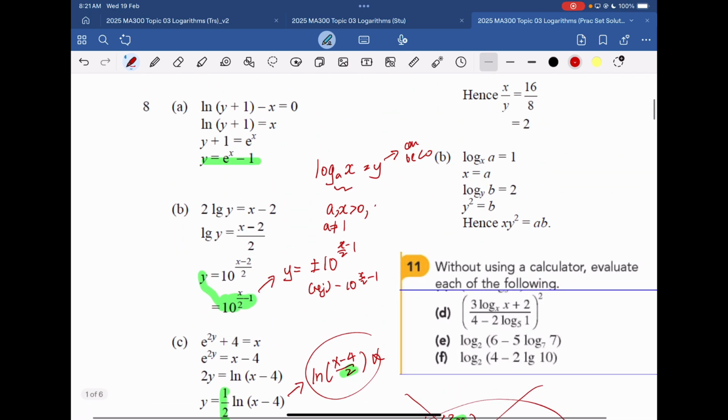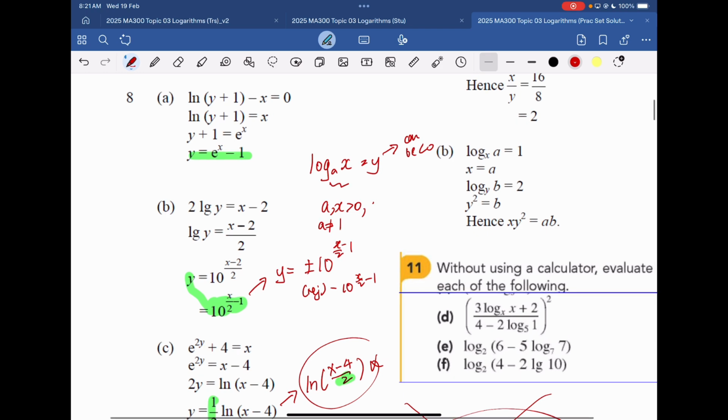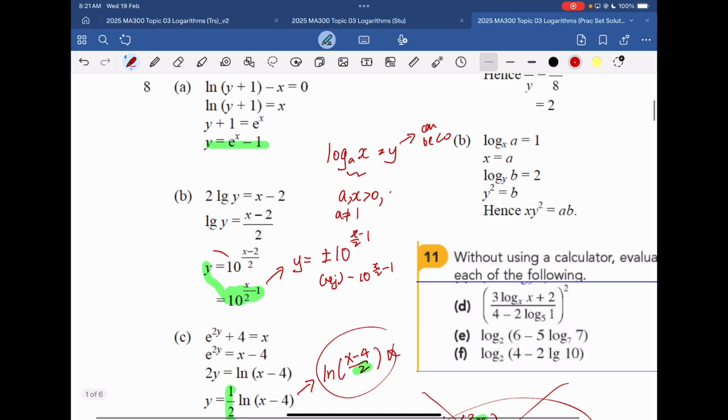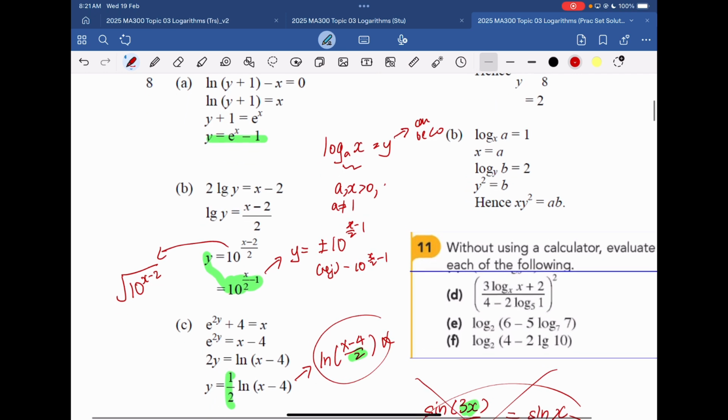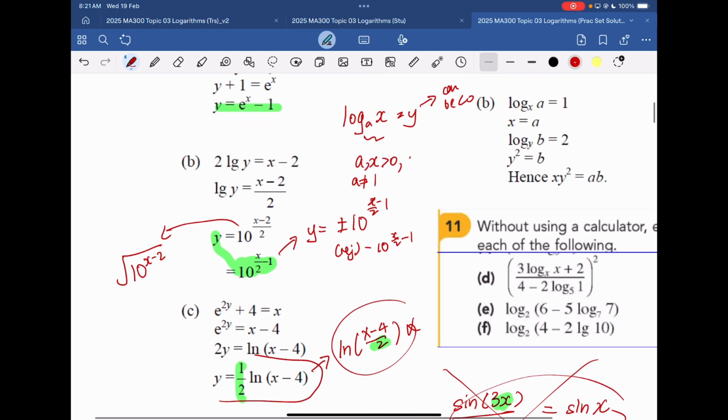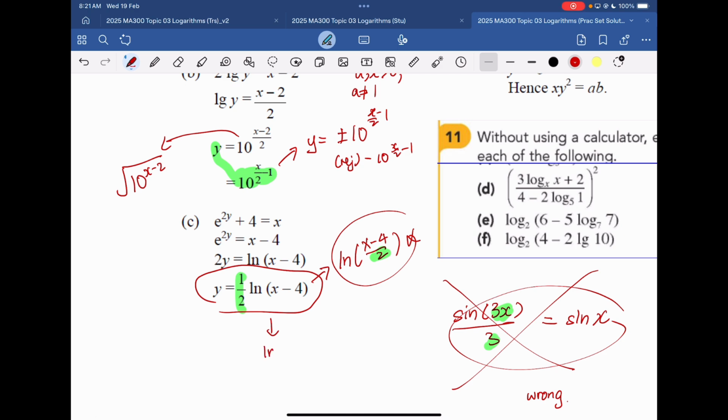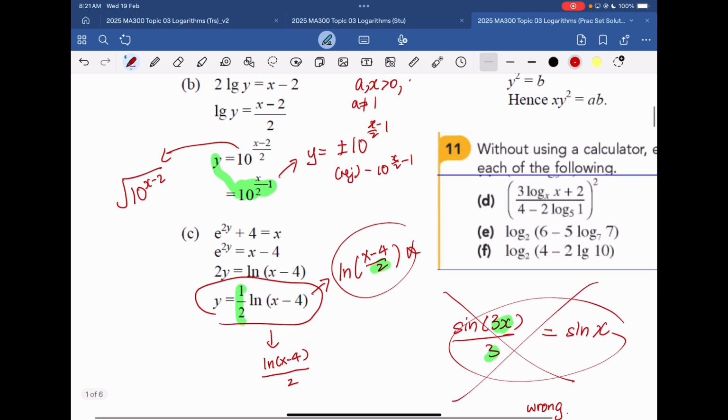Can I leave AB in the square root form? Yeah, it's fine, as long as there's no minus, only plus. So what you're saying is you are leaving it like this, 10 x minus 2. It's fine. Can the whole thing be out of 2? You can do this, ln x minus 4, the whole thing out of 2. That is okay.